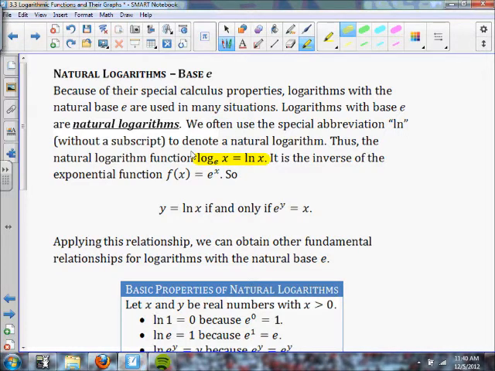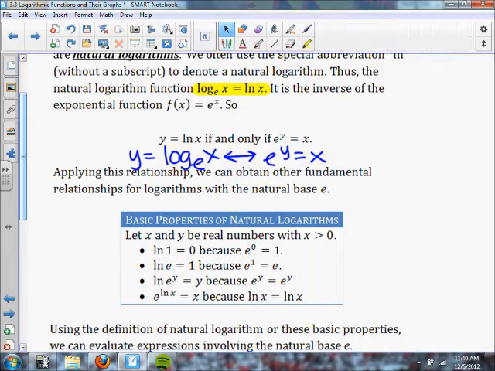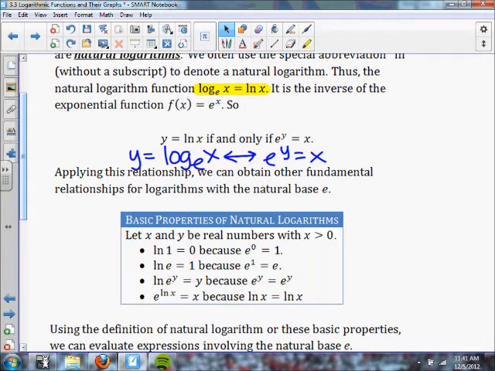You need to pay attention to that. It is the inverse of the exponential function f of x equals e to the x. So this tells you that y equals ln of x if and only if e to the y is equal to x. Now we can rewrite this way. ln of x is simply log of x to the base e. That's the only difference. It's just easier to write ln of x because we use it so much.